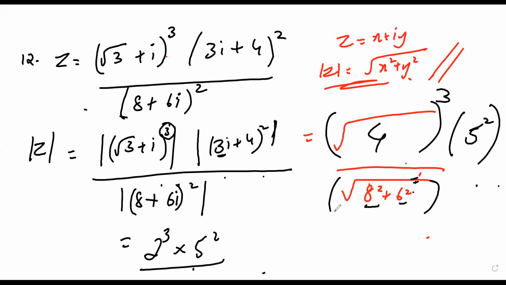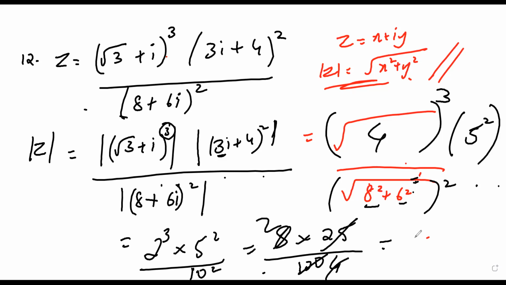And this is my whole square. Don't forget to put the whole square here. The whole square is very important here. Correct? Root 100 is what? 10. 10 square I have to put here. So 2 cube into 5 square by this thing. So 5 square is what? 25. 2 cube is what? 8. 8 into 25 by 100. 25 fours are 100, 4 twos are 8. So the answer is 2.